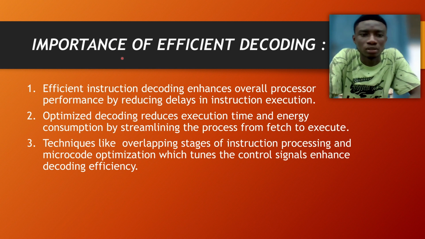And we also have the importance of efficient decoding. Efficient instruction decoding enhances overall processor performance by reducing delays in instruction execution. Optimizing decoding reduces execution time and energy consumption by streamlining the process from fetch to execute. Techniques like overlapping stages in instruction processing and microcode optimization, which tune the control signals, enhance decoding efficiency.